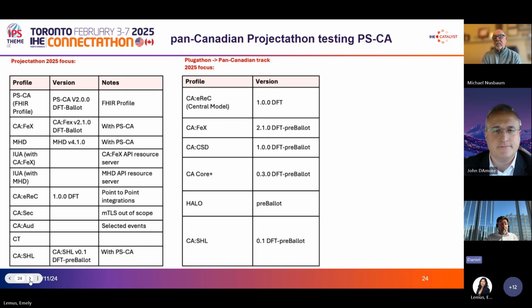And our IPS leader, I didn't say it, is going to be Ilana. That's the IPS or PSCA owner in Canada, the product. She's been quite involved with HL7. Can we move to the next slide?